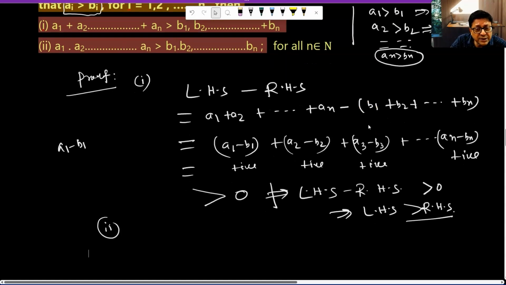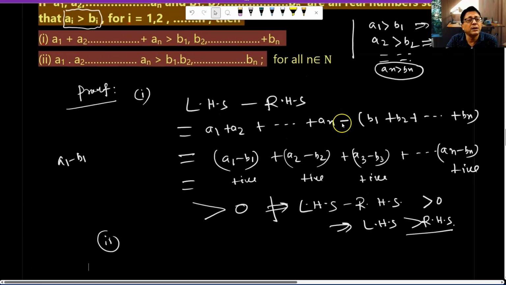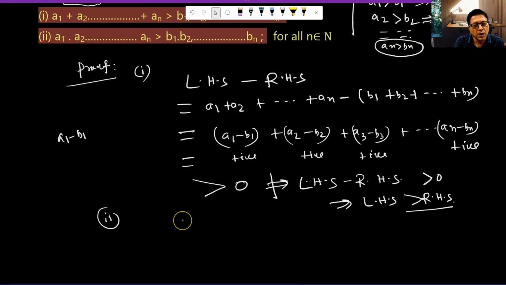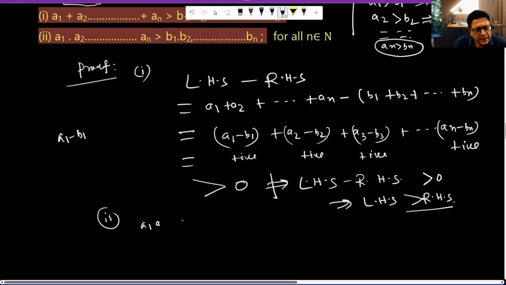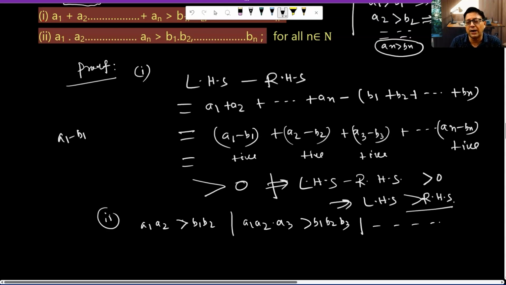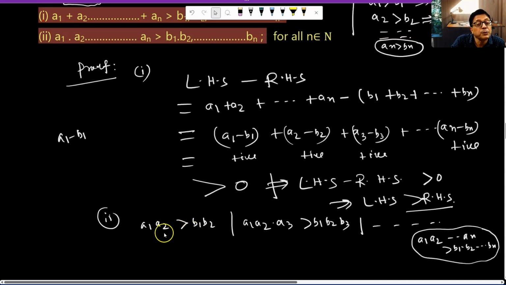My logic is very clear. I'll prove that A1, A2 greater than B1, B2. Don't worry. Logically, I'll prove A1, A2, A3 greater than B1, B2, B3. Logically, I'll prove so on. Then finally, I'll say that A1, A2, An is greater than B1, B2, Bn. Alright? Finally, I'll say this. So, how to prove the first one?